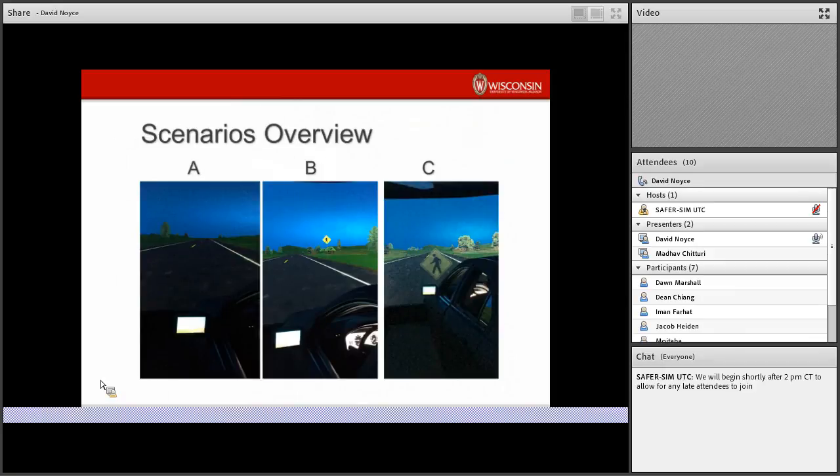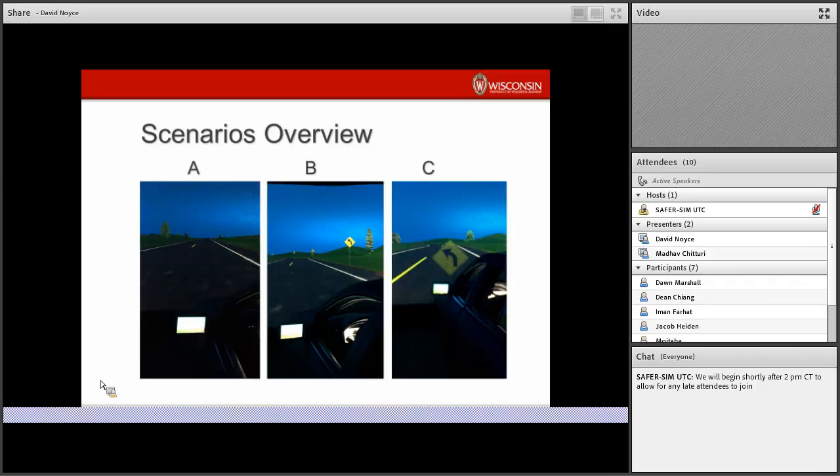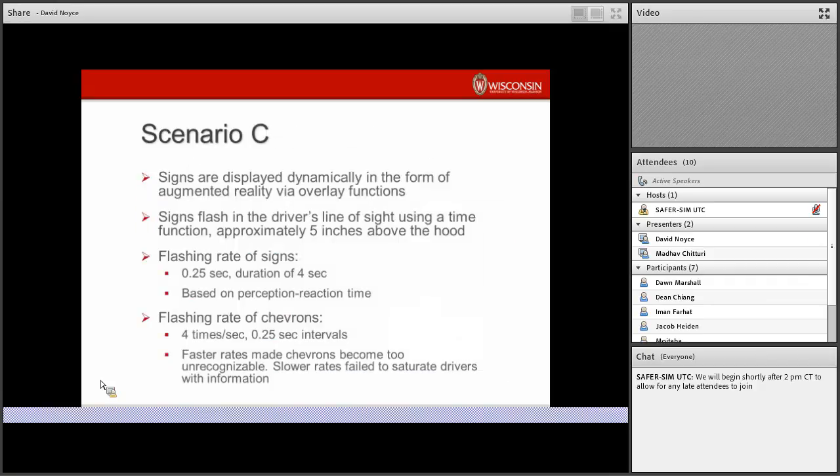So again, we looked at a number of different scenarios and different signs. So this is with the pedestrian crossing. You can see the no sign pedestrian sign and then the augmented reality sign and so on for each one of the scenarios. Now, what you see and what we did here was a number of additional things that I think is important to point out.